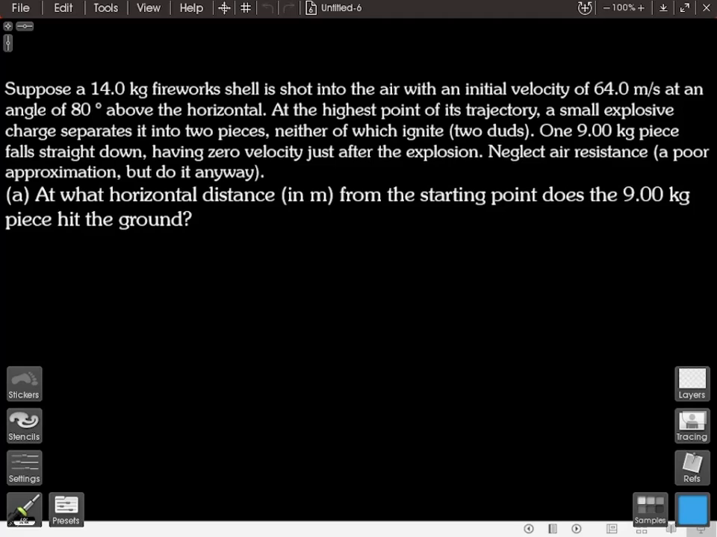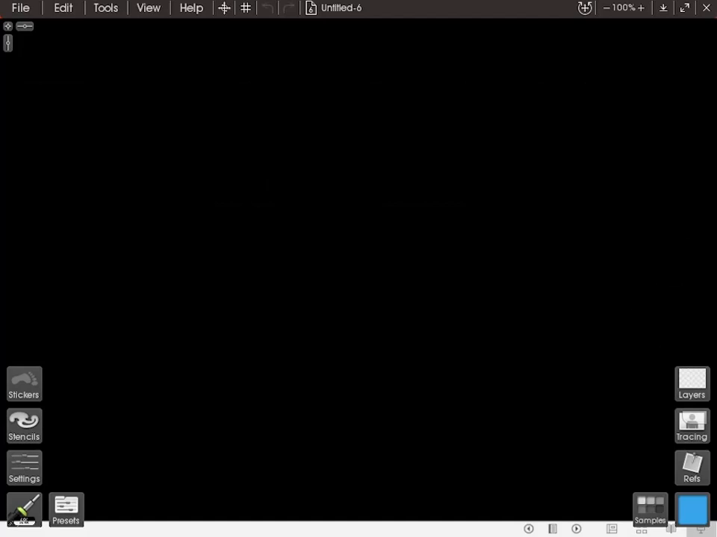Hello and welcome. So let's look at this problem, which is about projectile motion. Okay, let me explain. We have been given a shell which is shot at an angle theta equal to 80 degrees with the initial velocity u equal to 64 meters per second.